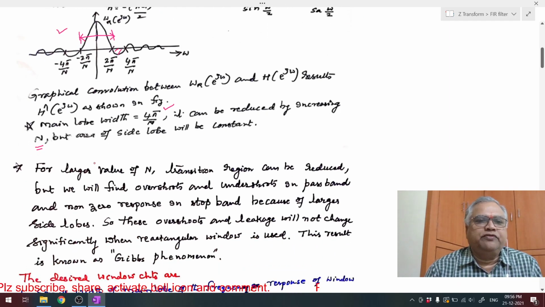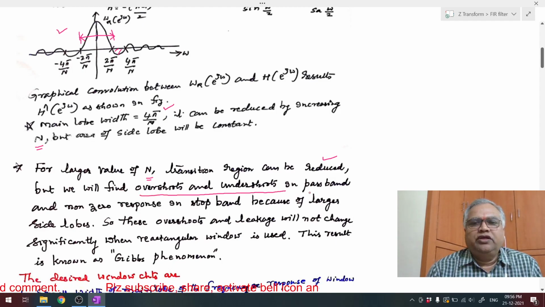Second observation is, for a larger value of n, as you increase the value of n, the transition region can be reduced. So when this width is reducing, transition width is reducing. This is one plus point. But we will find overshoots and undershoots in the pass band.